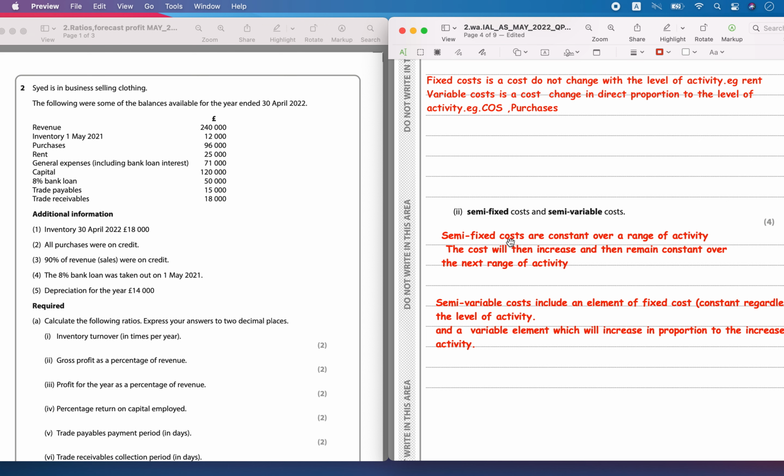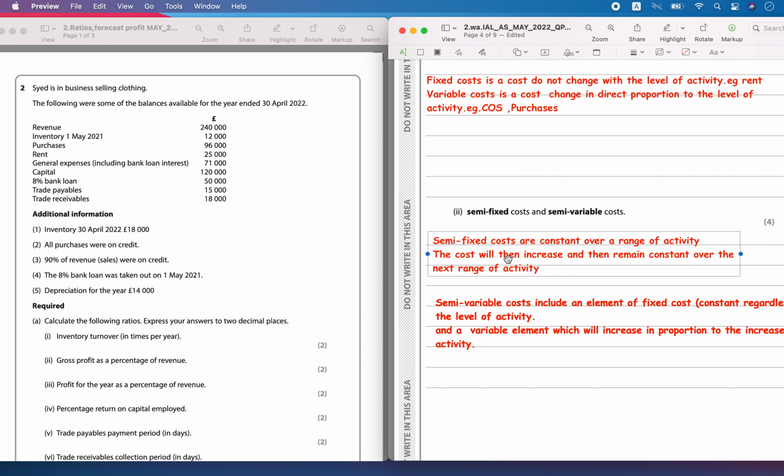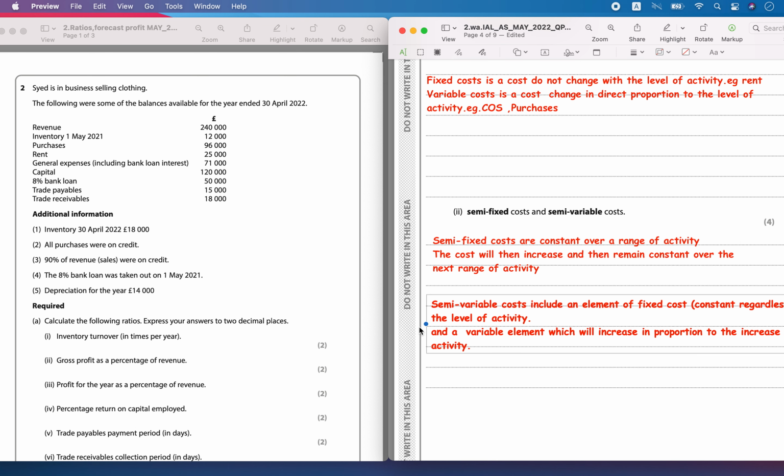Semi-fixed cost and semi-variable cost. Semi-fixed cost, they are going to remain constant over a range of activity, and the cost will again increase, and it can remain constant over the other range of activity. Okay, for example, we can talk about some part of the electricity bill in some countries like that. Up to some 200 units, the cost is going to remain constant, and then after that it might become 300 per unit, like that.